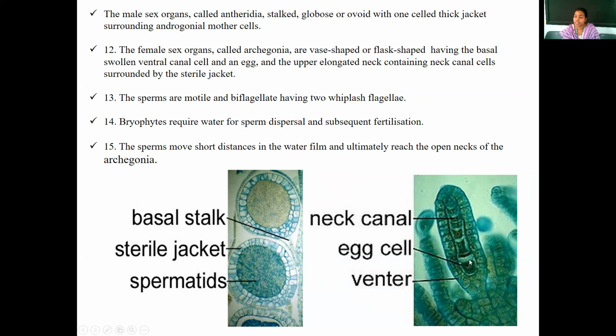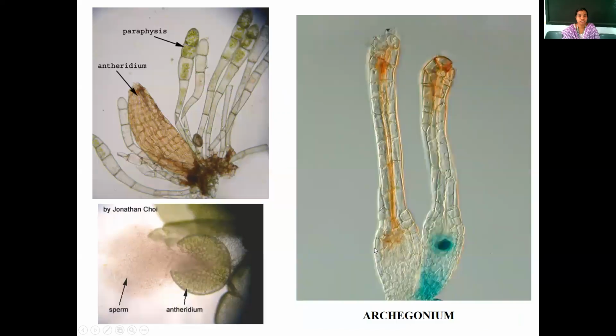The female sex organ we call archegonium. It is a flask-shaped structure. This is the neck canal cell and venter canal cell. The bulbous structure at the base bears a viable egg. Okay, and here the sperm cells are motile and biflagellate. Both flagella are whiplash in type. It needs a water current to carry the sperm cell for fertilization. So this picture will be clearer here.